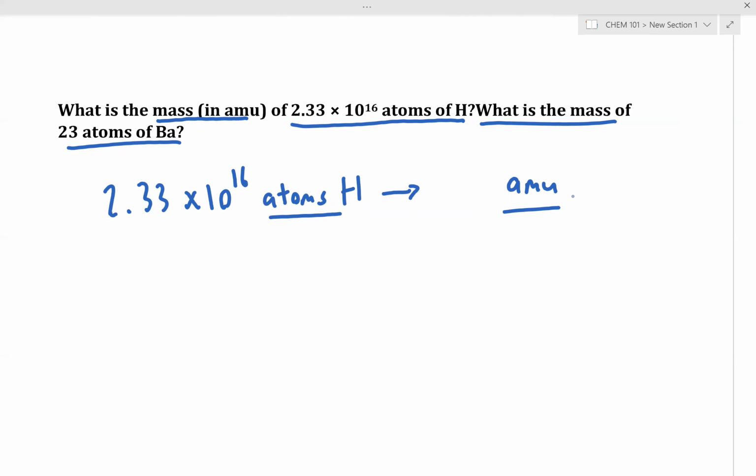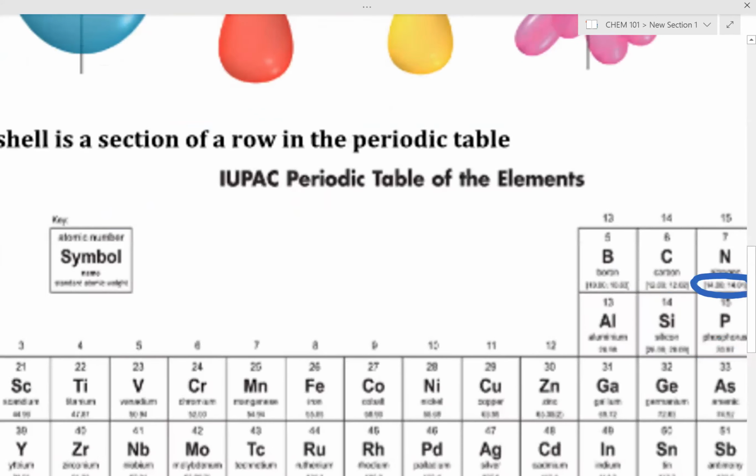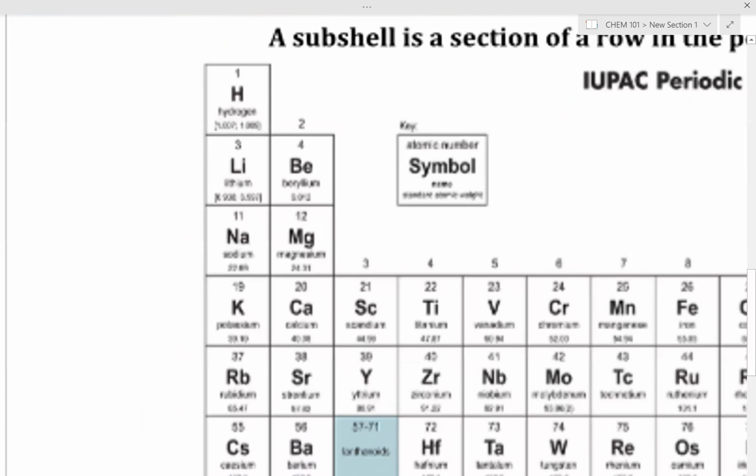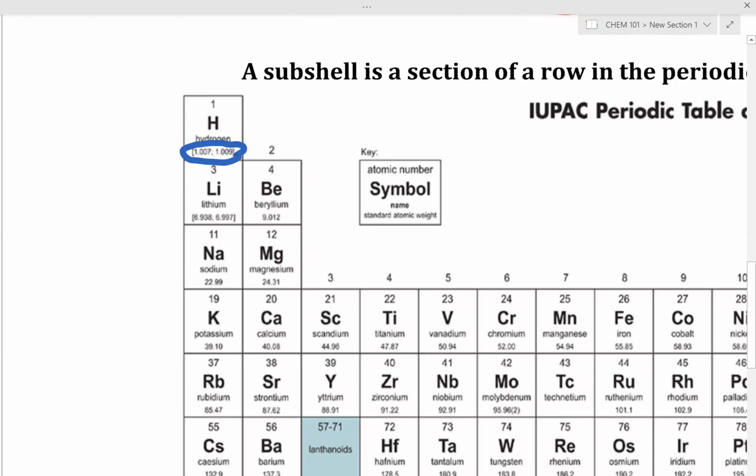So what's the relationship between the number of atoms and the mass? Do you have something that gives us the mass of a single hydrogen atom? Yes, from the periodic table we need to get our atomic mass. So we're going to go to our periodic table and find hydrogen, and we're going to look for its atomic mass. We've actually already seen hydrogen's atomic mass. What is hydrogen's atomic mass from the periodic table?